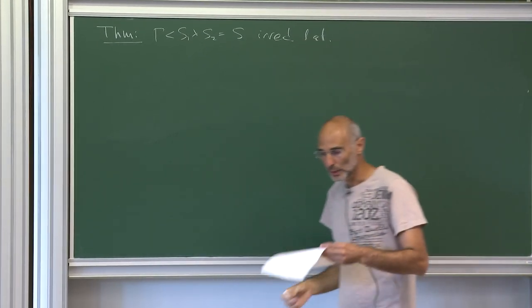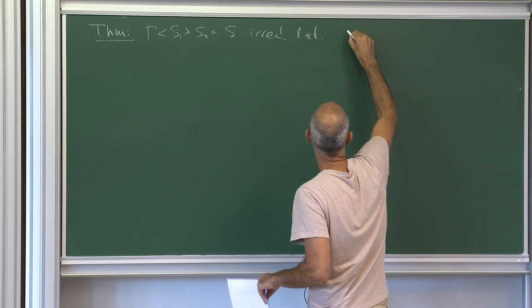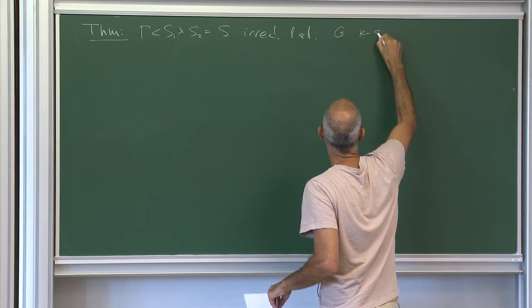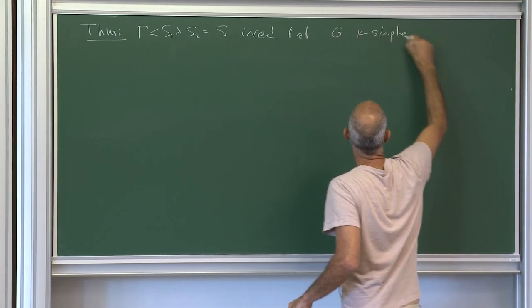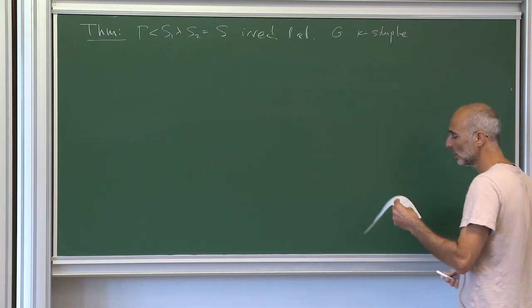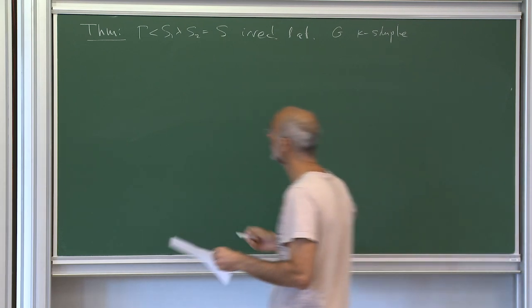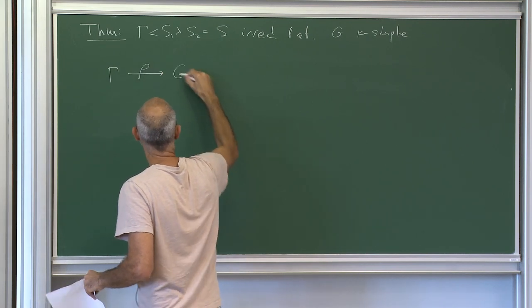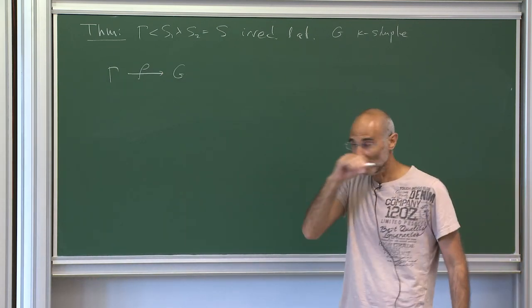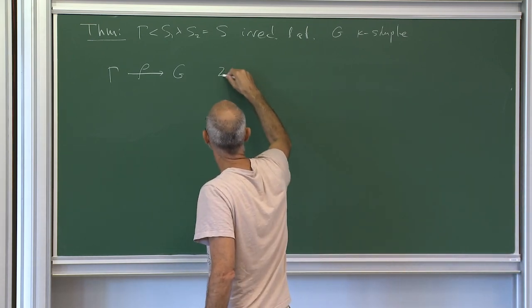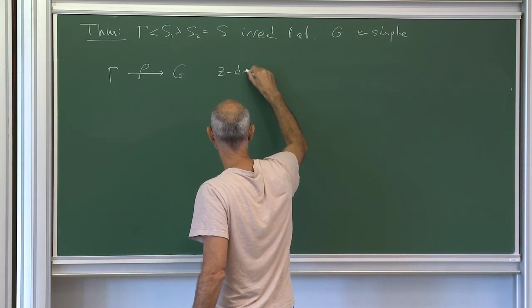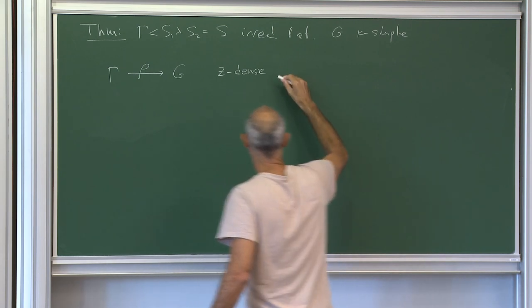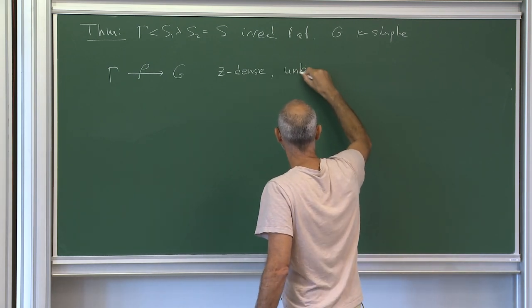Take an irreducible lattice and consider a K-simple group and a map, an algebraic representation of the lattice, which is generic in the sense that it is Zariski dense and unbounded.